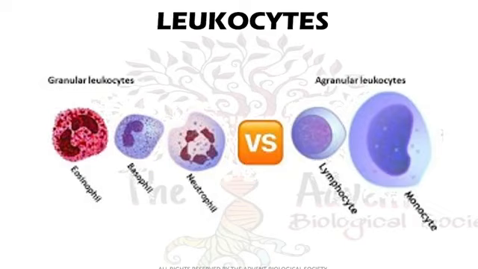Now these leukocytes can be divided into granular leukocytes and agranular leukocytes. Granular leukocytes are the ones which comprise of different types of granulous materials. That means granules are present inside the leukocyte. They are the granular leukocytes, and where no granules are present, they are known as the agranular leukocytes. Granular leukocytes have certain examples, that is the eosinophil, basophil, neutrophil. But agranular leukocytes are examples in the form of lymphocyte and monocyte.